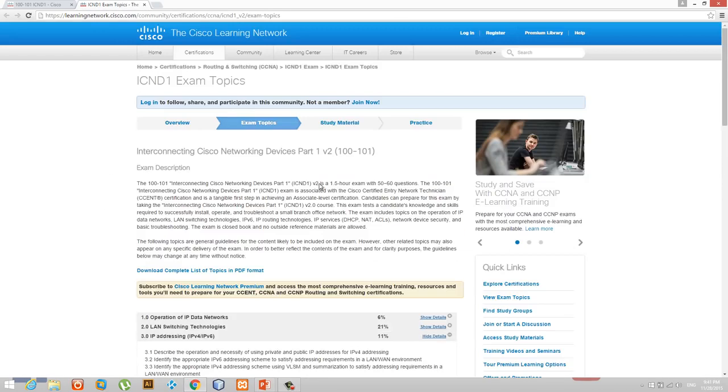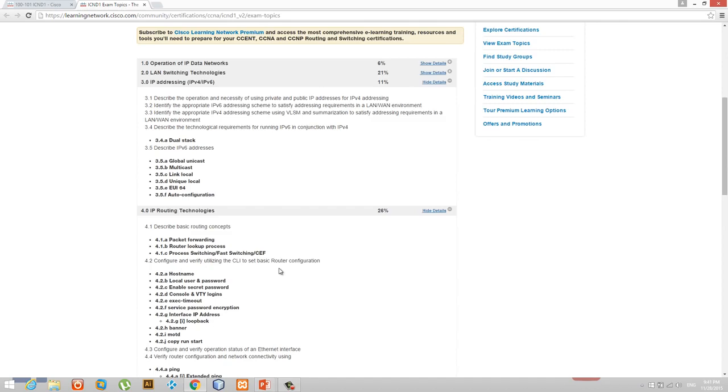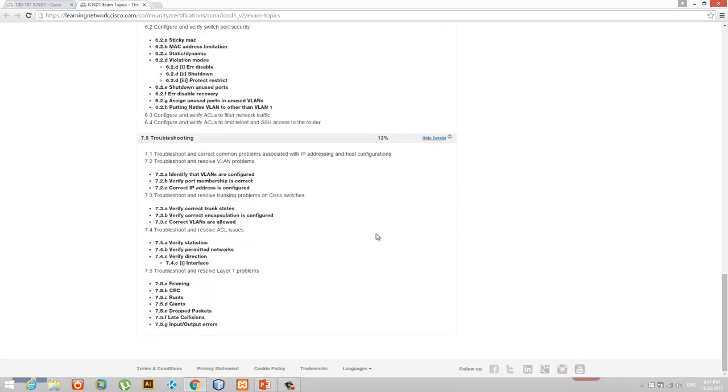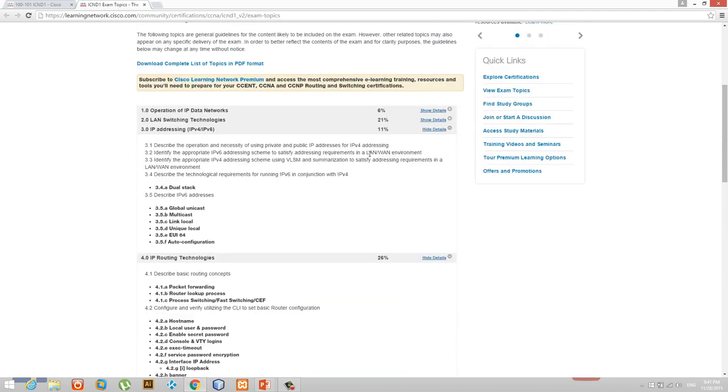So this is ICND1. We finish switching, we'll do a little bit of routing, and then we'll come back to switching, do a little troubleshooting, and I think we are ready for ICND1. So maybe by the time we reach video 30, I think we would be ready with ICND1, and we will see how it goes. Maybe 30, 31, 32, 33. Some video in that range, I think we will complete, and I will definitely let you know that you're ready for ICND1, right?